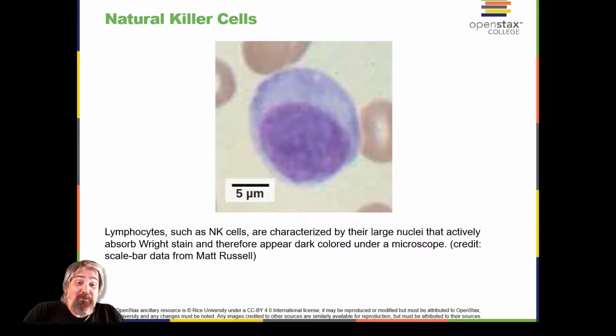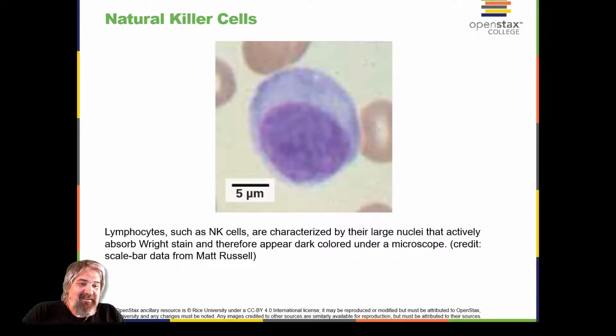And we have natural killer cells. These are lymphocytes such as NK cells. They have large nuclei and they actively absorb the right stains. This is how you can identify them in a histological assay of a blood sample.